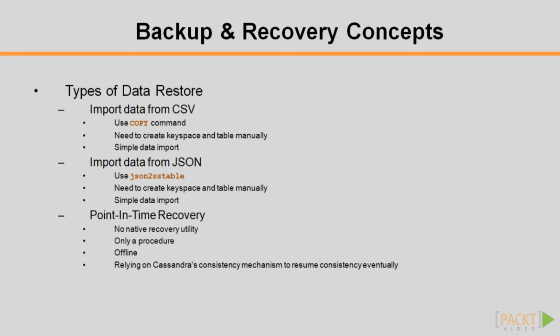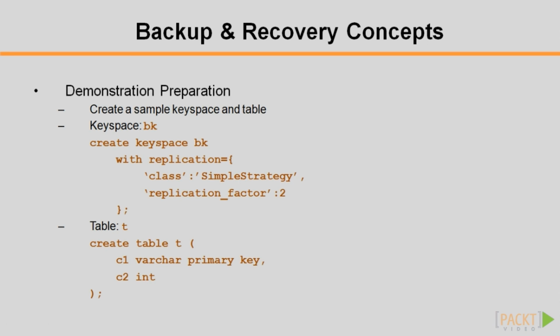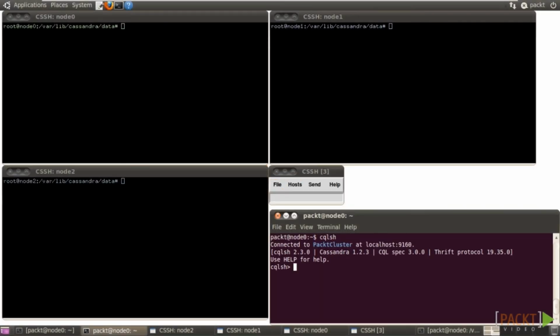It is executed offline, and the above-mentioned inconsistency can be resolved by Cassandra's consistency mechanism, such that data consistency will eventually be resumed. Here I'll show you the creation of a sample keyspace and a sample table in the 3-node cluster that was built in Section 3. In another terminal, open CQLSH. Create keyspace BK using SimpleStrategy, and the replication factor is set to 2 with the command as shown. Use the BK keyspace. Create table T with 2 columns, C1 and C2 respectively.